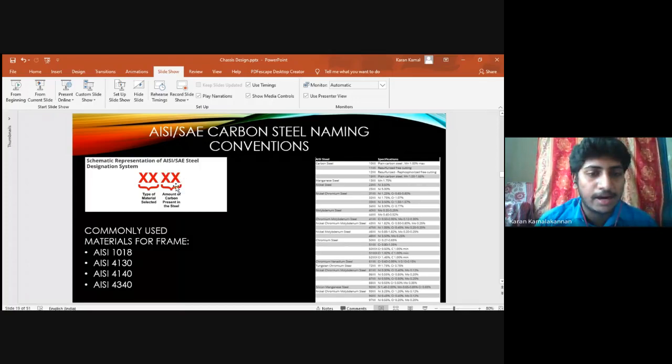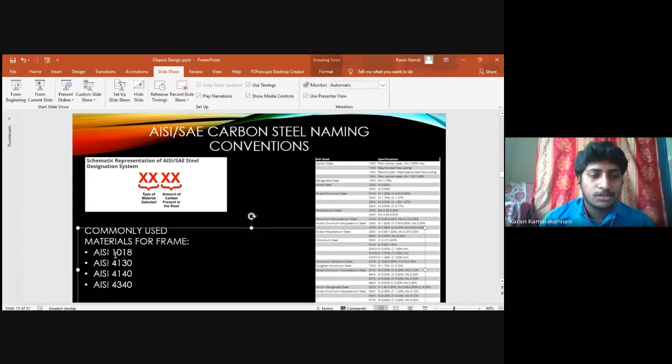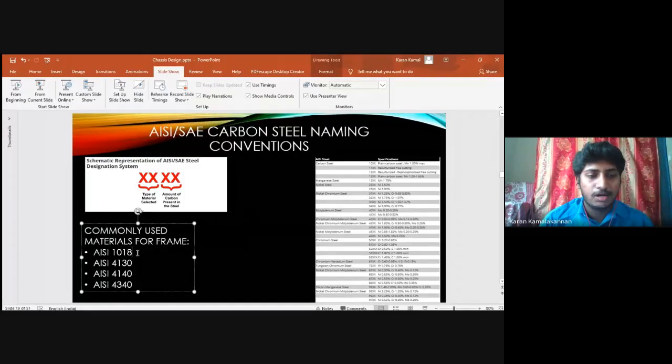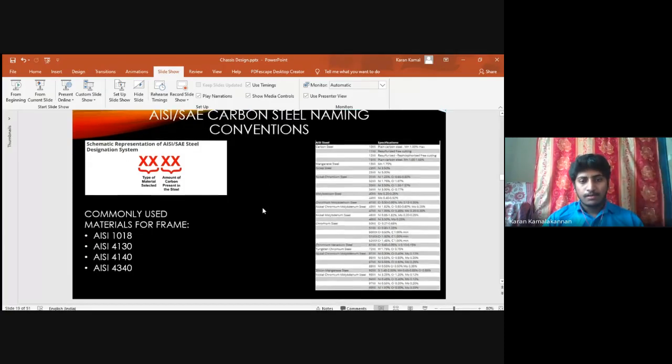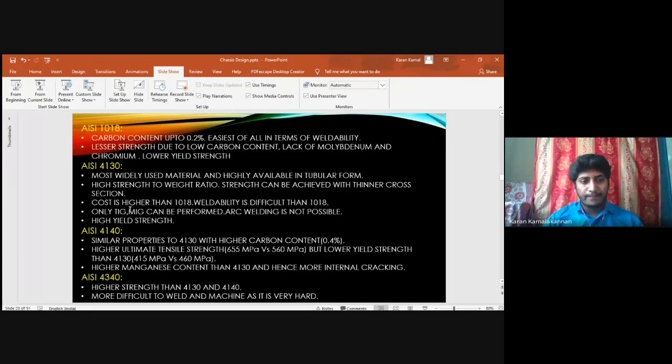And the last two numbers designate the amount of carbon content present in the steel. So 18 means it will have 0.18% carbon content. And 4130 means it will have 0.3%, and 0.4% for 4140, and also for 4340. So this is the nomenclature for steel, and we have a little comparison of all three to help you select the right material to build the frame.